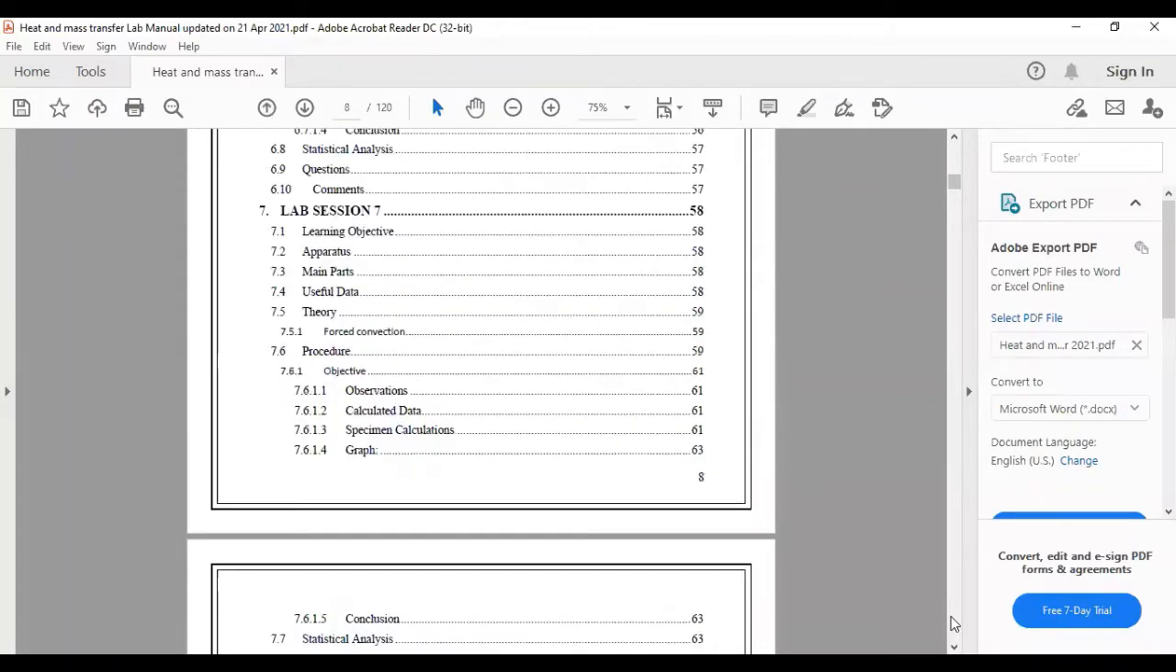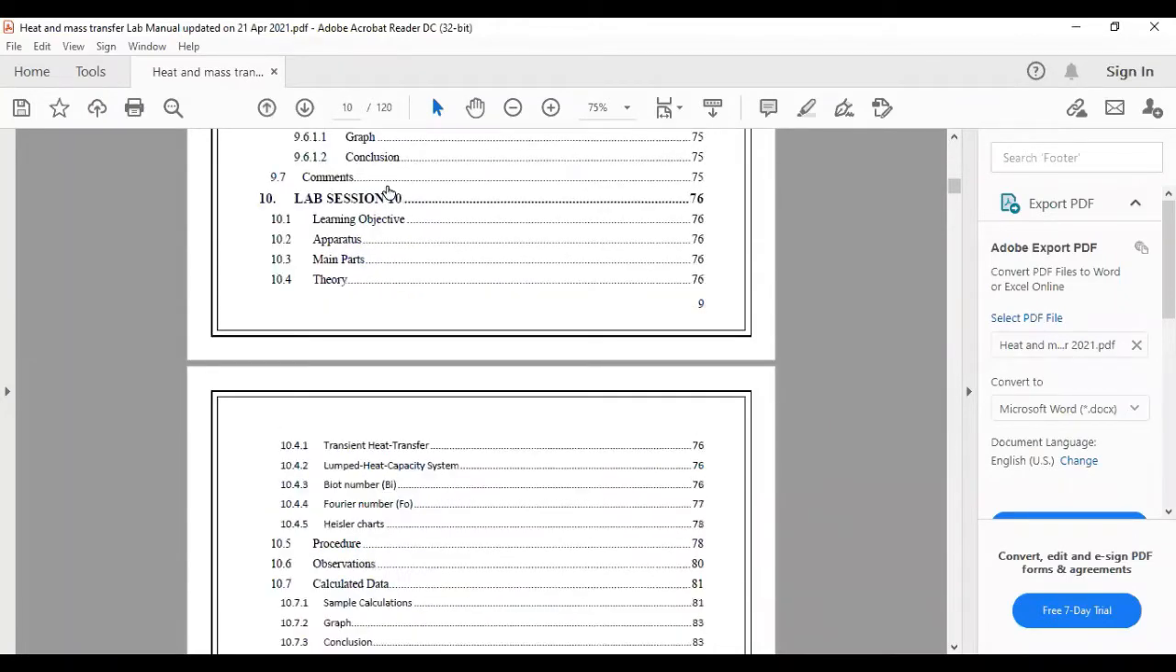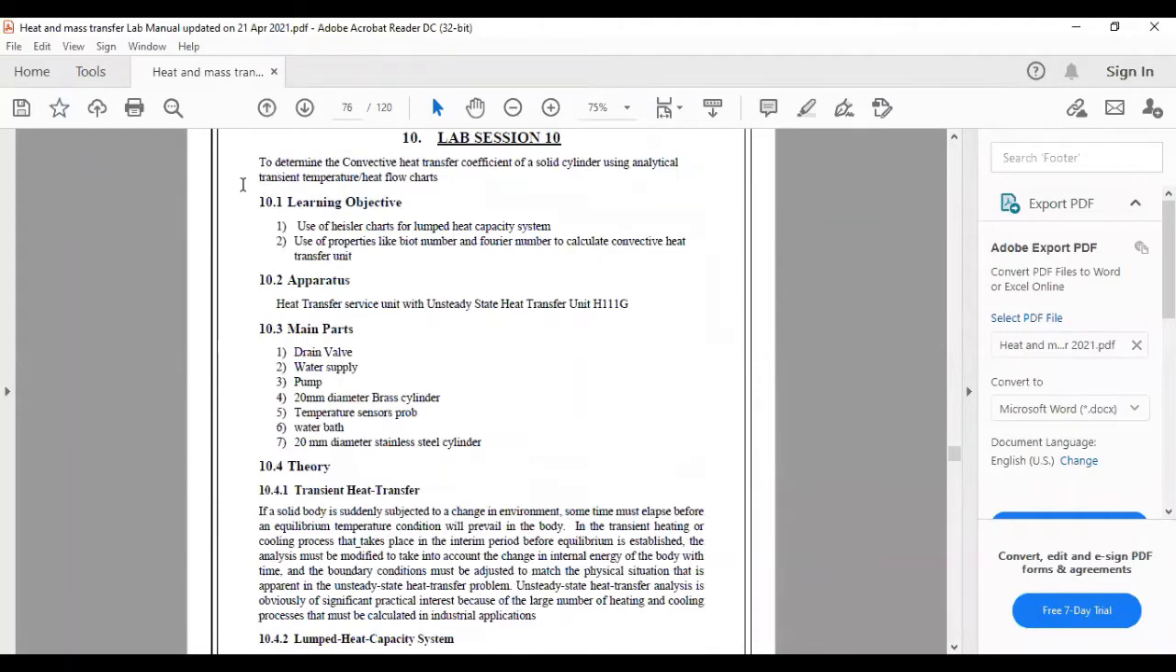So whenever I open lab session number 10, its statement is to determine the convective heat transfer coefficient of a solid cylinder using analytical transient temperature and heat flow charts, right? So we will have two objectives here.